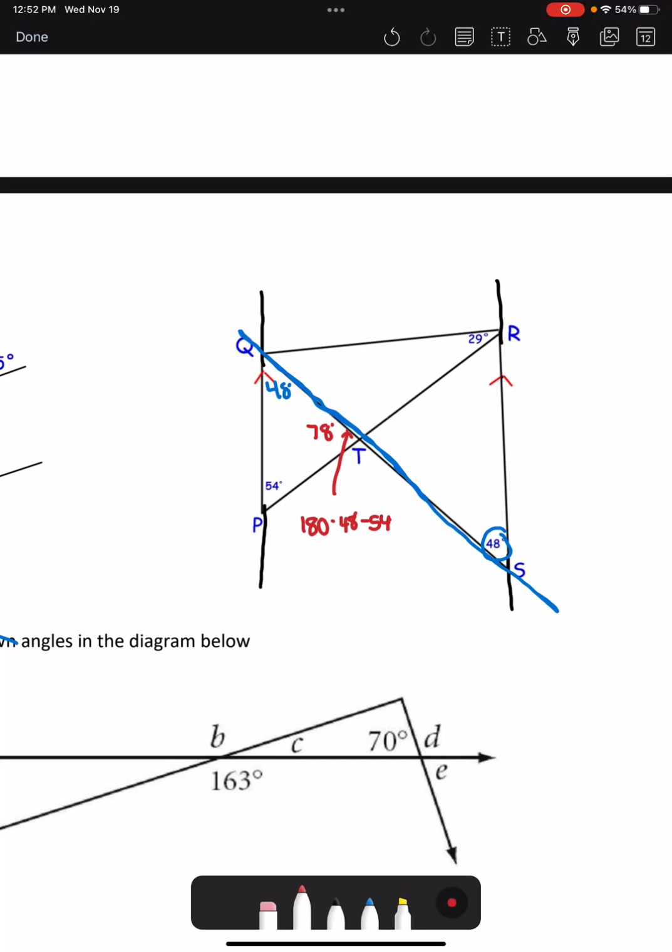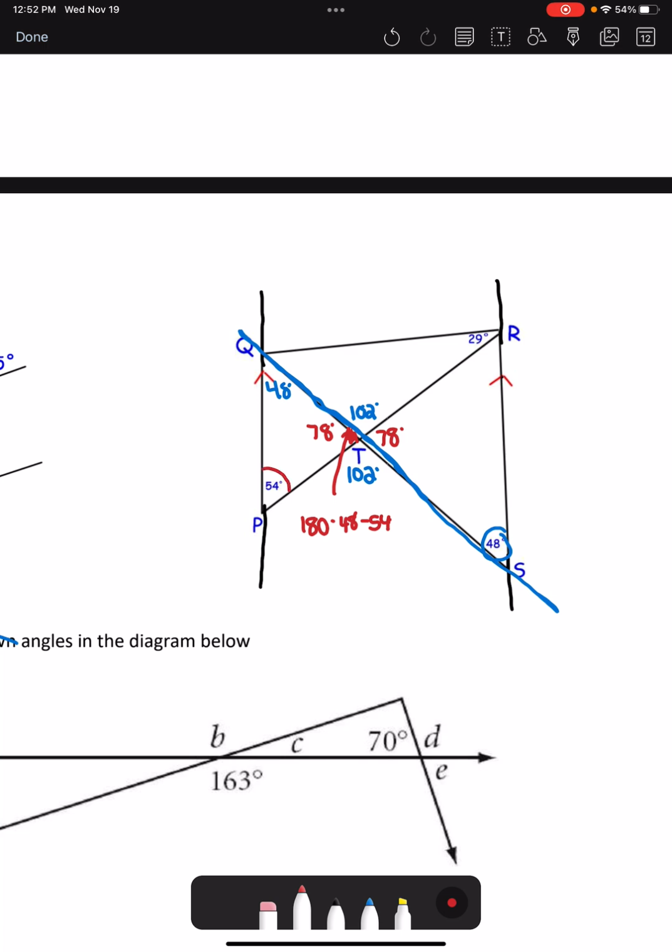So then if this is 78, this is the opposite angle because we can see that X shape, so it would also be 78. And then if I go 180 minus 78, I get 102. And then this would also be 102. Great. So now we can see another triangle is being formed here.